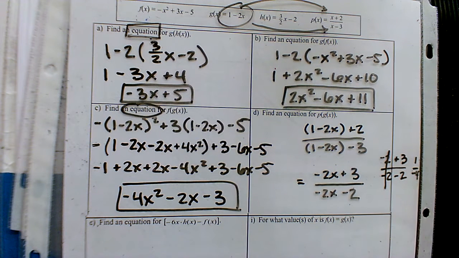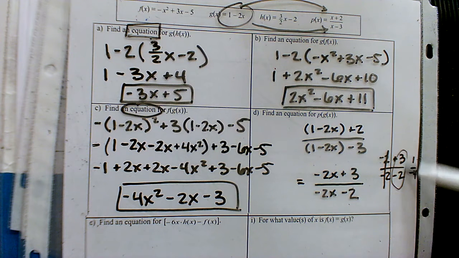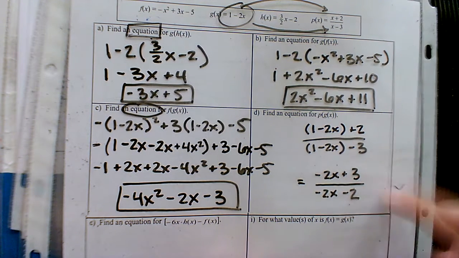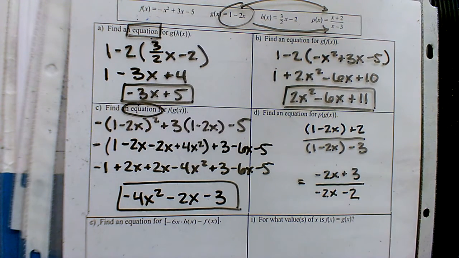If I choose to cancel, because I see one's up top, one's on the bottom, notice how I'm left with 3 over negative 2. And that is not what we know the answer should be. So if you're adding or subtracting, you cannot cancel things out. When can you cancel things out?